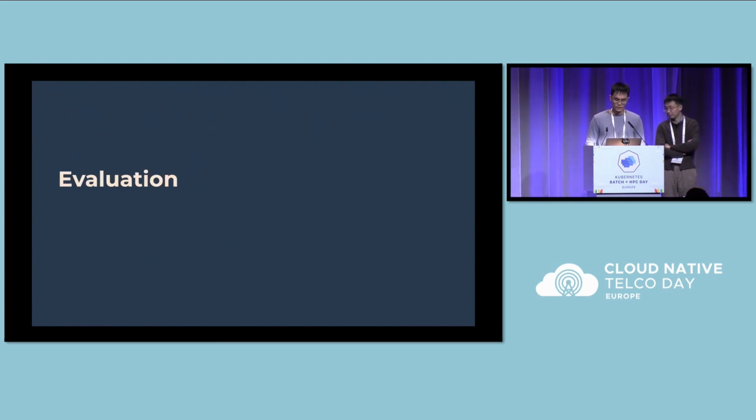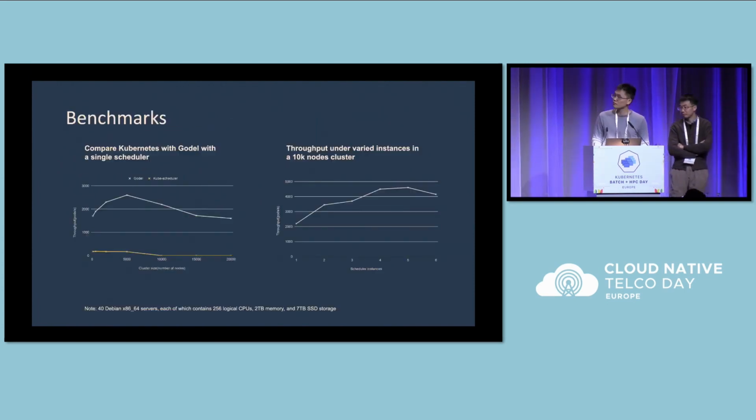Now I'll share a bit about the results that we achieved with the Godot scheduler. We ran some benchmarks comparing Kubernetes with a Godot scheduler running a single scheduler instance. With some of the optimizations that we have, we managed to achieve a much higher scheduling throughput. We can also take this a step further by scaling the number of scheduler instances, and it allows us to hit almost 5,000 pods per second, as you can see here, when we run benchmarks on a 10,000 node cluster.